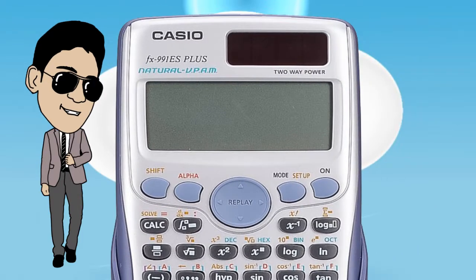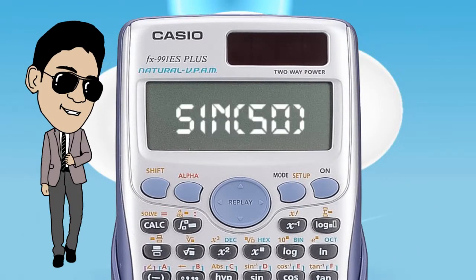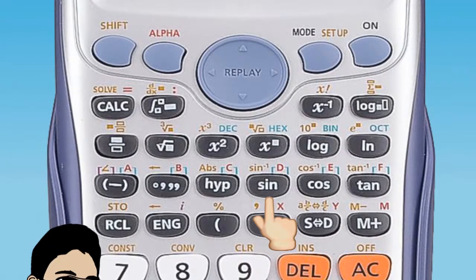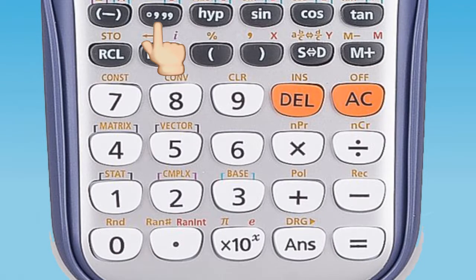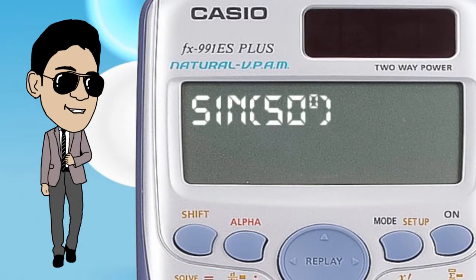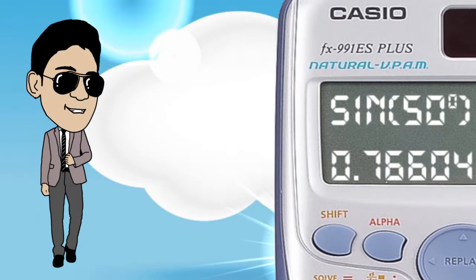For example, find the value of sine 50. We just input sine and the given 50 degrees, sine 50 degrees. That's it. The value of sine 50 degrees is approximately 0.77.